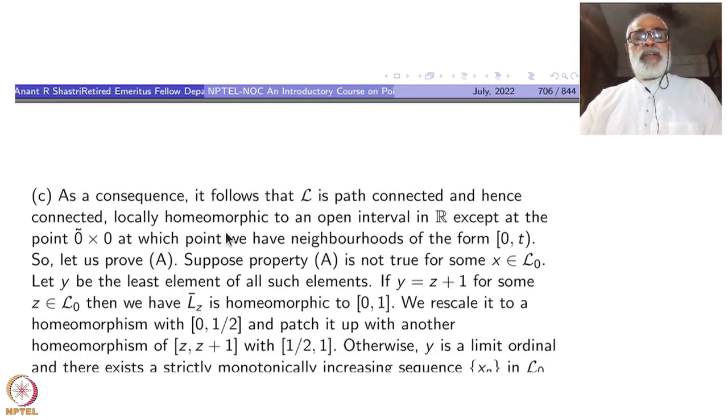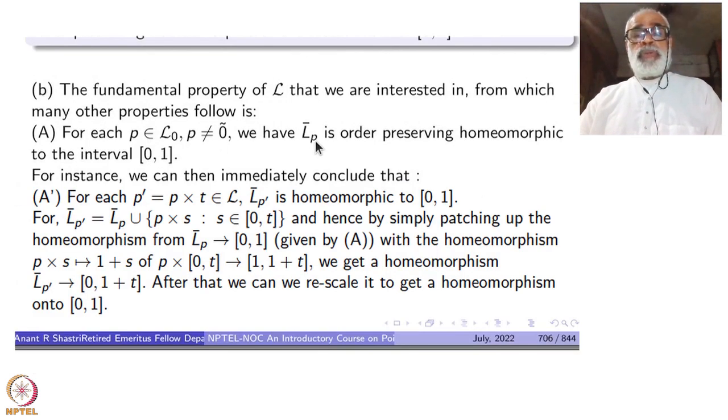Alright. So as a consequence, it follows that this L is path connected. By the way, why is this homeomorphic to this one? This is again the same thing. You have to just put them together. So one line, another line, another line, another line, and so on. For each P belonging to L naught, it is a countable union. So a countable union of closed intervals can again be made into a closed interval. That's what you have to show. Fine.